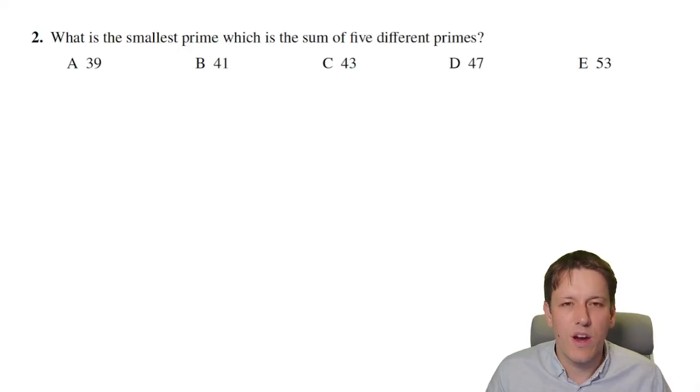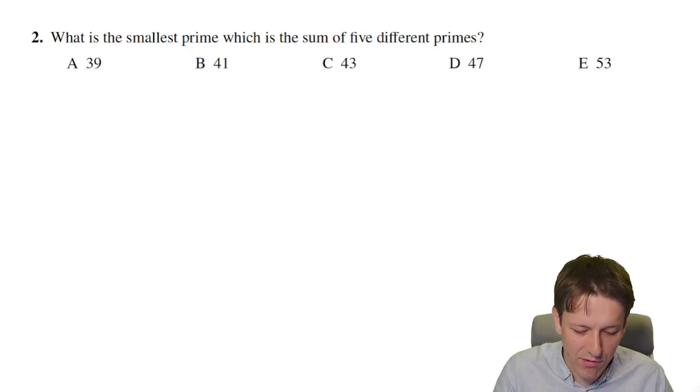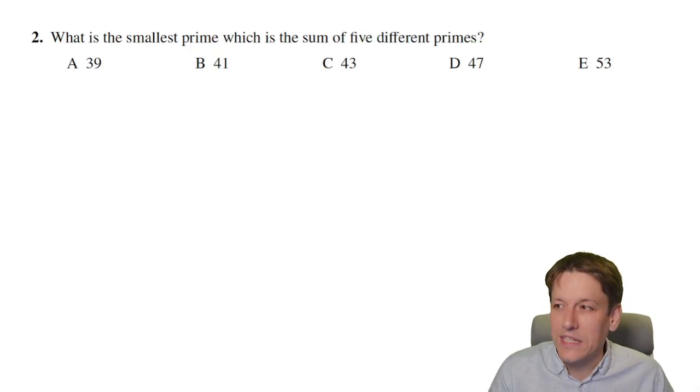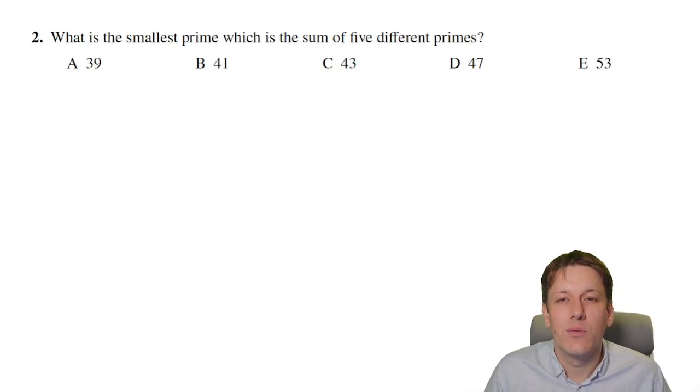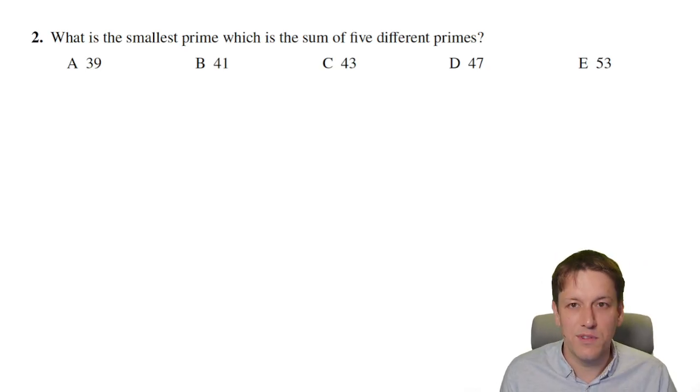What's the smallest prime, which is the sum of 5 different primes? This is the sort of question that we're meant to do by a bit of trial and error, really. We're looking for the smallest case, and none of the answers here are enormous when you think about when you add 5 prime numbers together, you're going to get something of this sort of size.